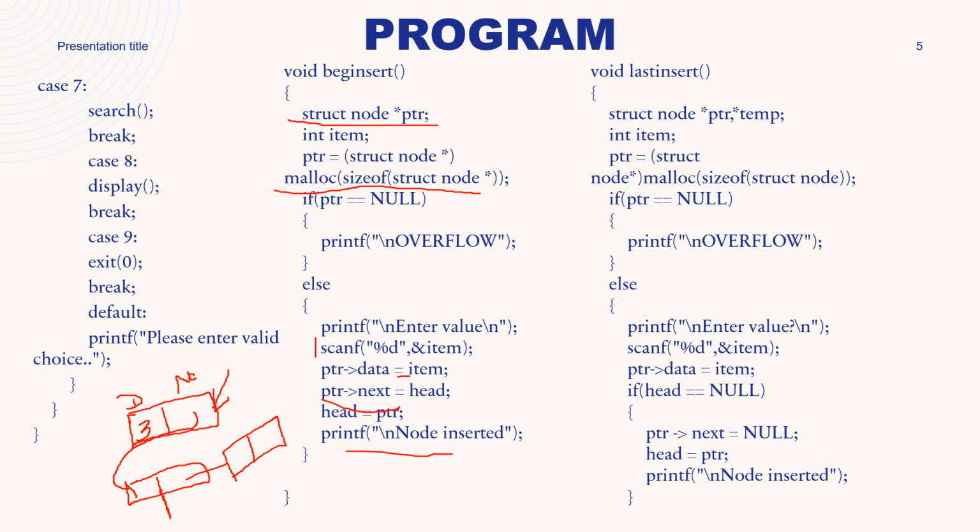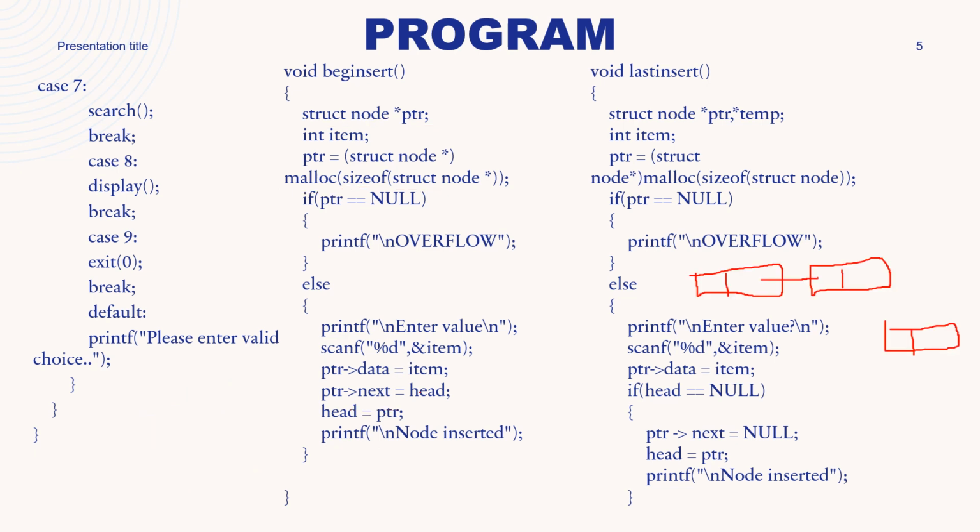After that we'll see the last insert node. Yes, the logic is the same here, but the difference is that we need to insert the newly created node at the last. Means after the last node we need to insert. Okay, so assume that this is the existing list, this is the head of the node, and this is our newly created node, and we need to insert this node after these. Okay, at this place we need to insert the node.